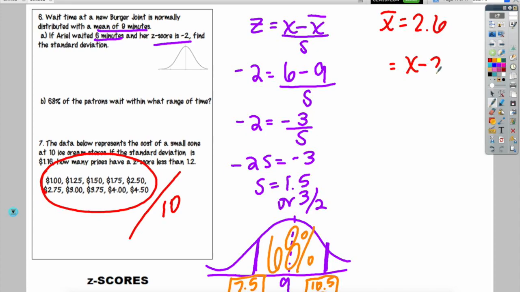So x minus 2.6 over 1.16 should equal 1.2. When you multiply by 1.16, what do you get?